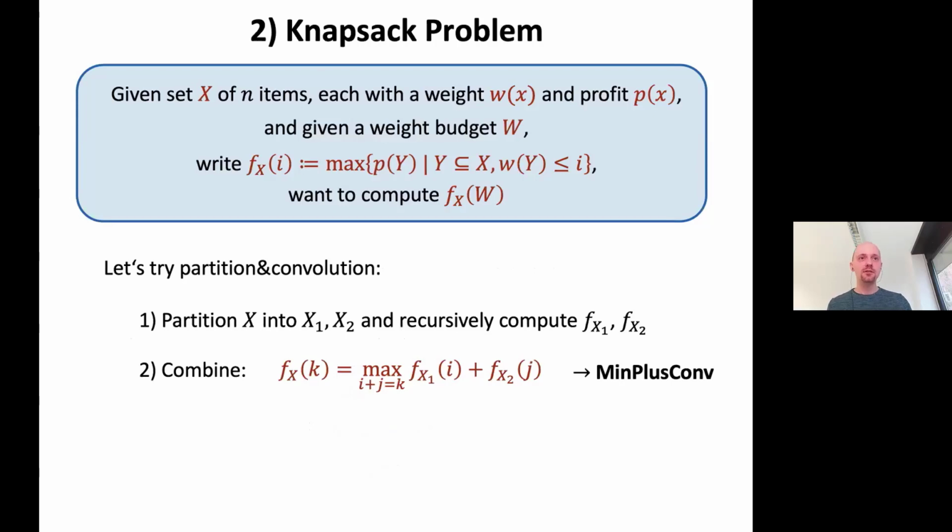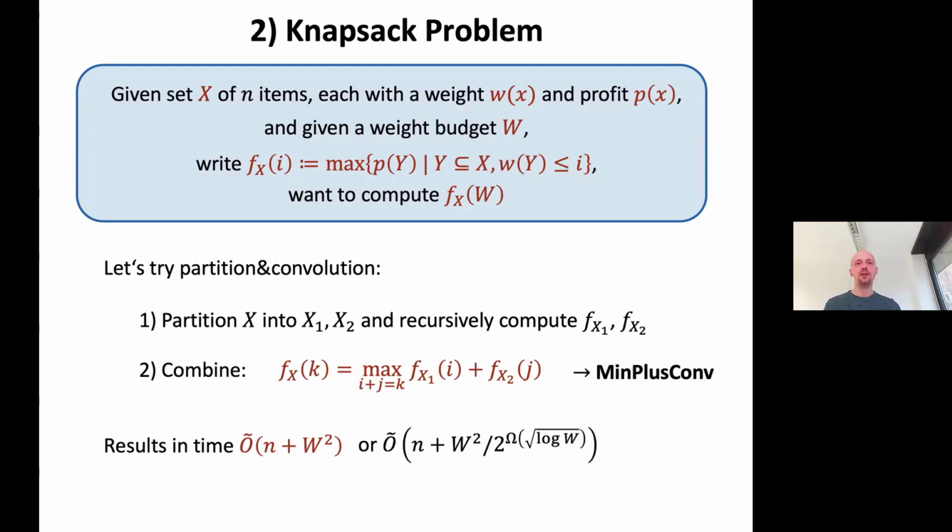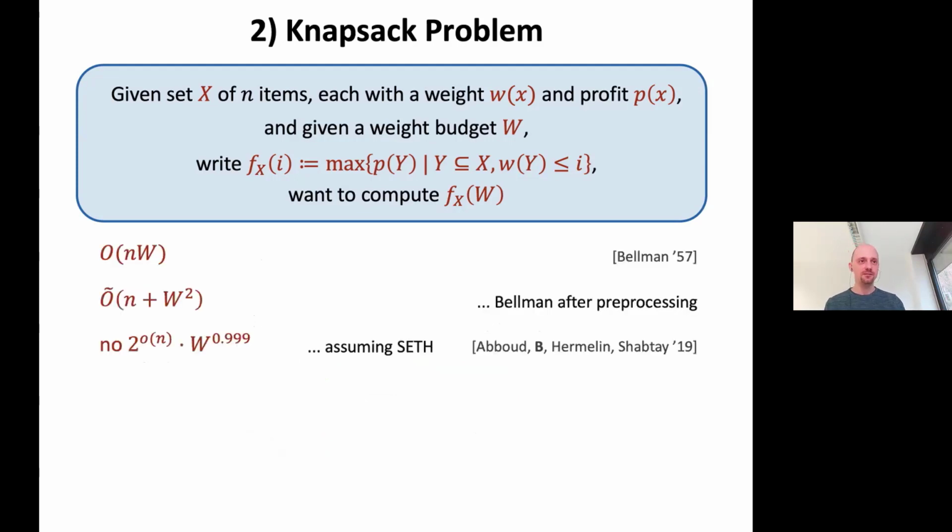Okay, so the natural combination step for the knapsack problem is min plus convolution, and this is one of the hard ones. If you go through this, then you will need this time W squared to do the combination step. So you can reinvent this Bellman with preprocessing running time of n plus W squared, but that's all that you get from this partition and convolution approach. Well, except that if you want, you can shave off this 2 to the square root log W factor. So this only reinvents this Bellman after preprocessing.